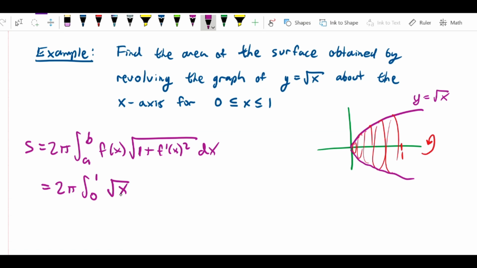So that's going to be square root of x, and then times the square root of 1 plus the derivative of square root of x. You should all know that by now. That's going to be 1 over 2 root x, and I have to square the derivative. So there I go. Okay.